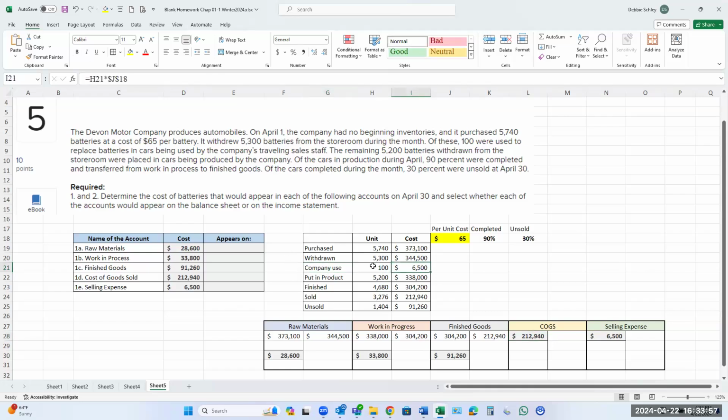And the only thing left is that selling expense, right? That was what the company used. Where did it tell me that? 100 batteries were used by the company's traveling sales staff. So that is a selling expense. And so that selling expense is 6,500. I hope this helps you.